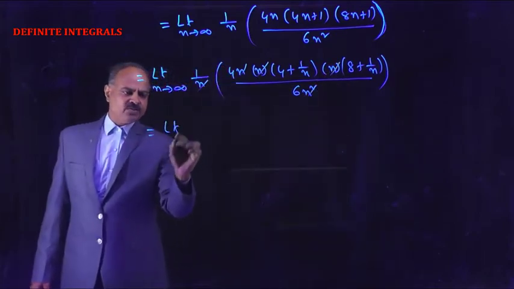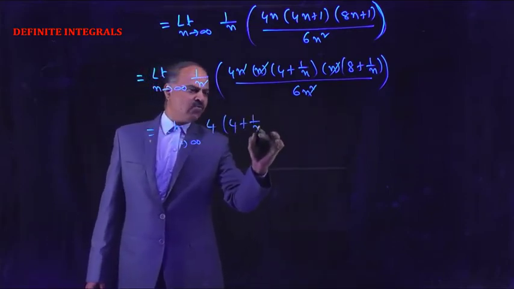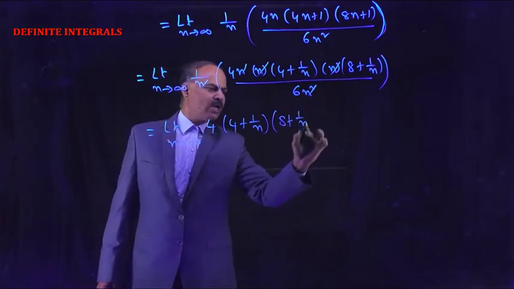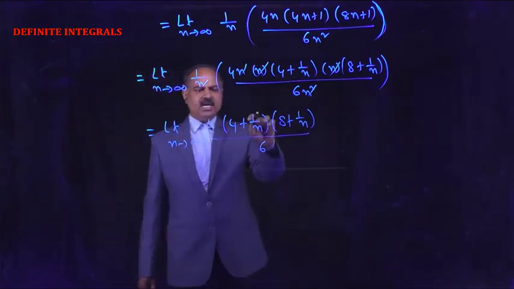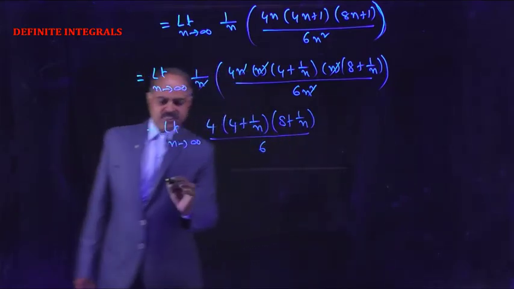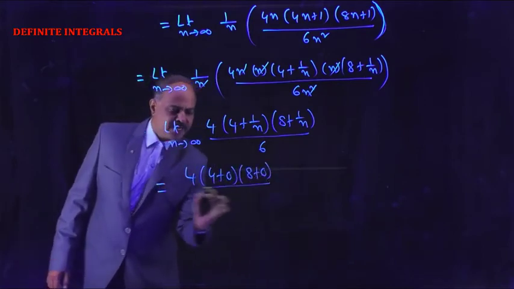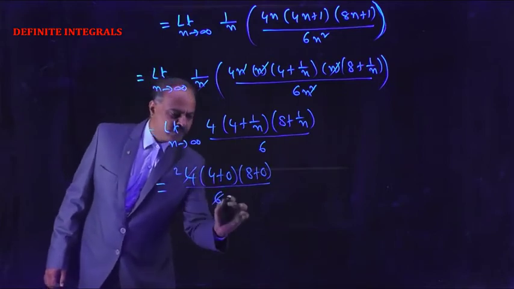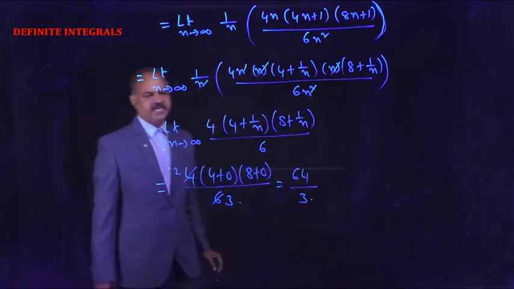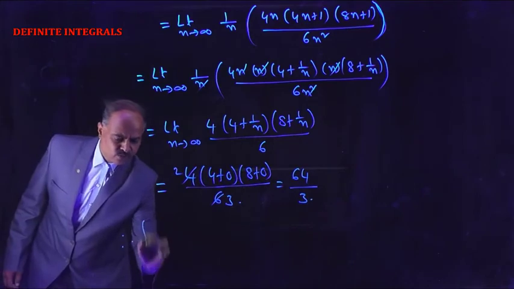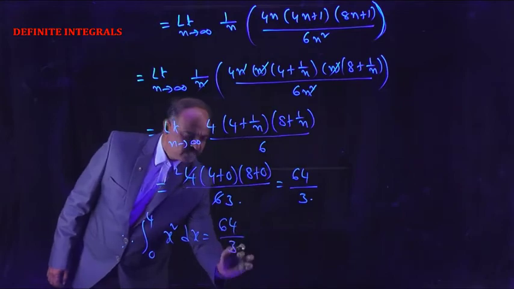So limit n tends to infinity, here 4 into (4 plus 1 by n) into (8 plus 1 by n) by 6. So limit n tends to infinity, here 1 by n equal to 0. So now this can be written as 4 into (4 plus 0) into (8 plus 0) by 6. So here 2 into 2 into 3, so here 8 into 8, 64 by 3. Therefore, integral 0 to 4 x square dx is equal to 64 by 3.